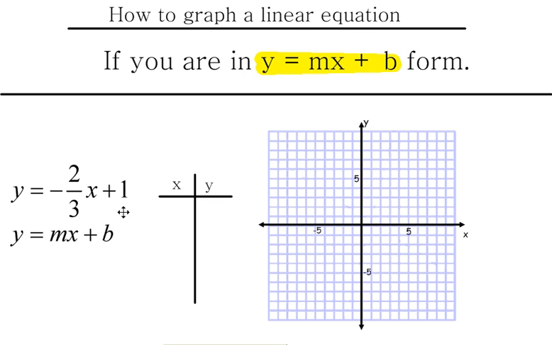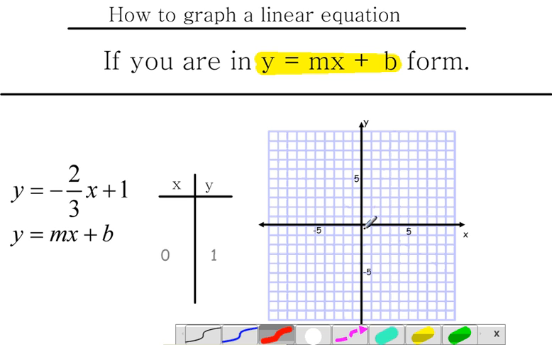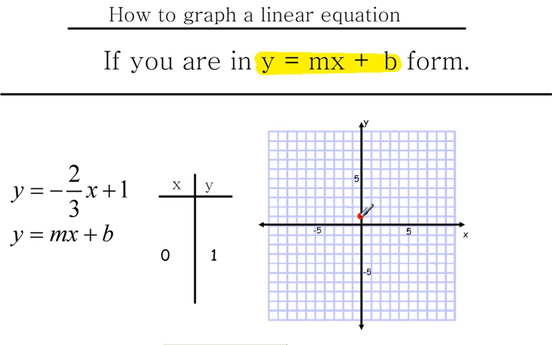In our second example, we're still in y equals mx plus b form. Y equals -2/3 x plus 1. So again, let's start with our y-intercept. B is +1 this time. Let's plot that point. And from there, now our slope is -2/3.